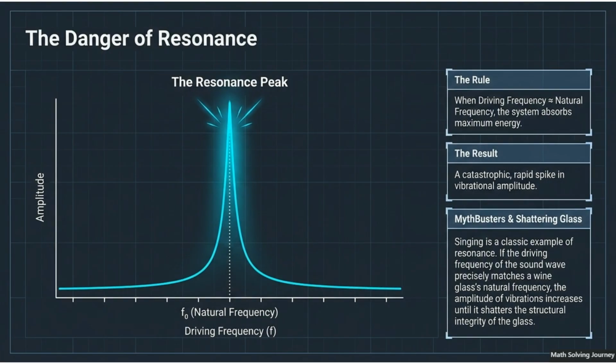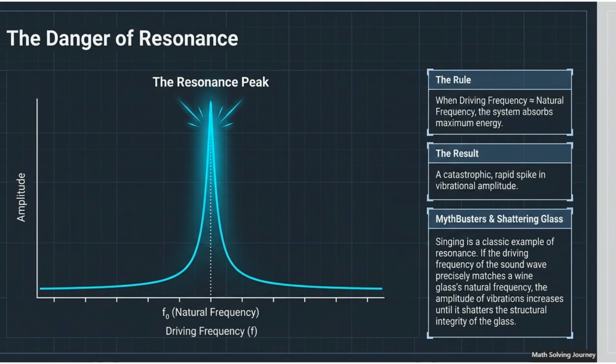When the driving frequency matches the natural frequency, the system absorbs maximum energy, resulting in a catastrophic spike in vibrational amplitude. A classic example is a sound wave shattering a wine glass if its frequency matches the glass's natural frequency.